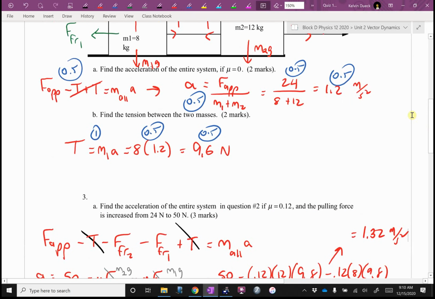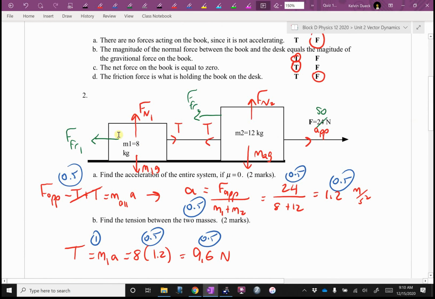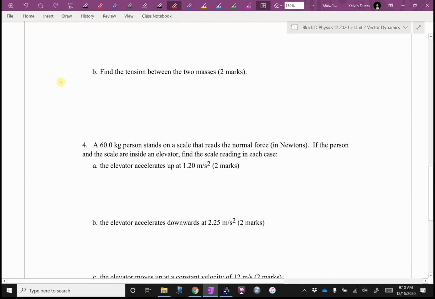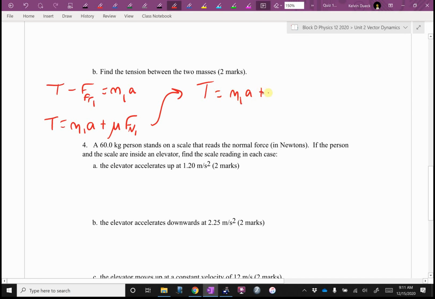Tension. I looked at my free body diagram and I said, I think I'm going to use mass 1. Did you use mass 1, Josh, or did you also use mass 2 for tension? Okay, because I think here the tug of war is tension minus friction force number 1 equals M1A. Tension equals M1A plus friction force number 1, which is mu times normal force number 1. I don't know normal force number 1. Oh, but look. Tension equals M1A plus mu M1G.